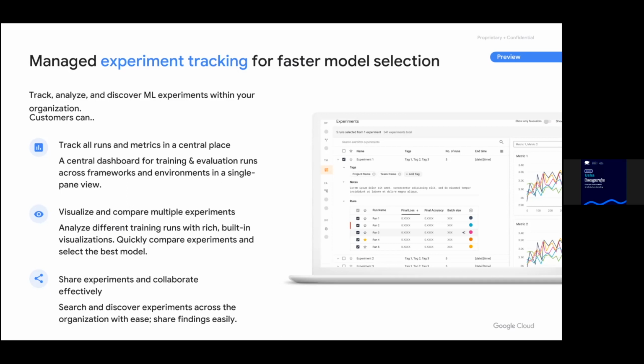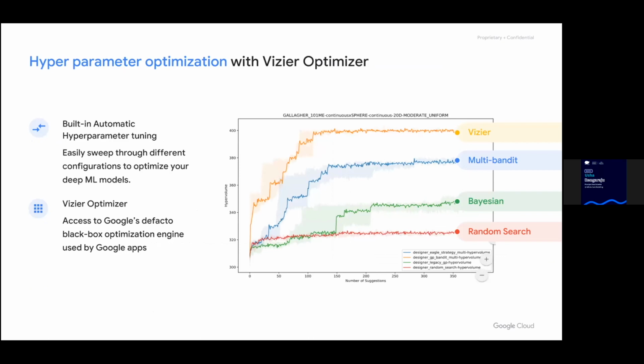Then finding out the best hyperparameters by hyperparameter tuning, and tracking your model results across experiments, all of it is available in the form of visualizations and dashboards. There's a lot more about hyperparameter optimization, and you can check out the documentation.